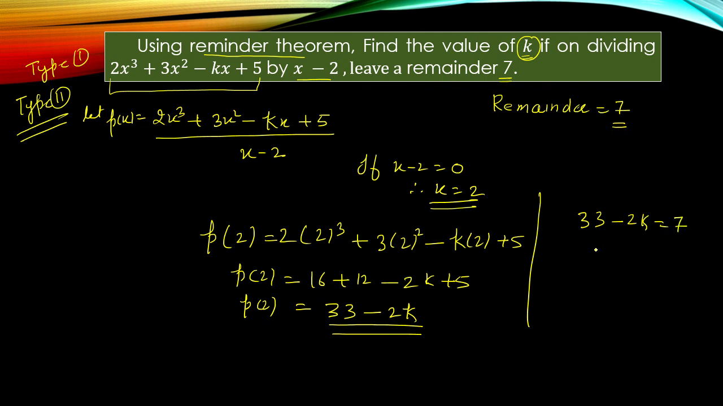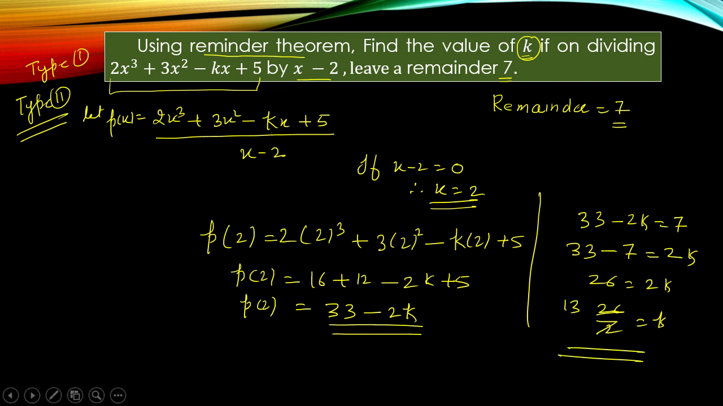Now if we are transferring 33 and 7, it should be 33 minus 7, and transferring 2k towards the right side, we are getting here 26 is equal to 2k. Bringing down 2 here, 26 divided by 2 is equal to k, and finally we are getting the result k is equal to 13. So this is the value of constant k.